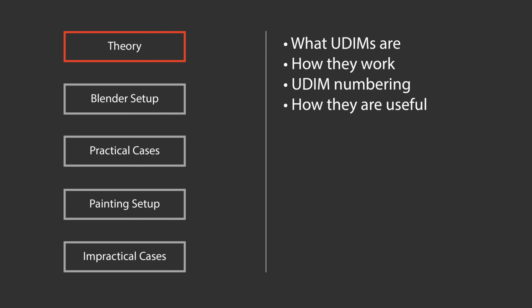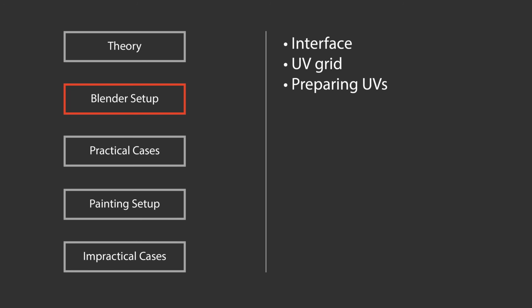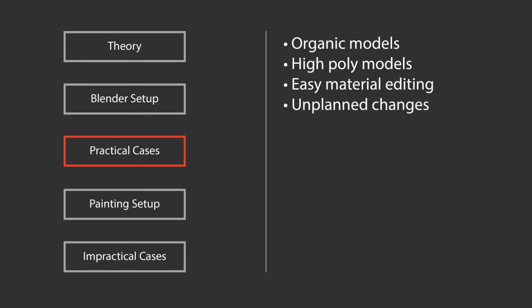First, we will have some simple theory, so you can have a basic understanding of what UDIMs are and how they work. Then we take a look at how to set up UDIMs for UV work in Blender, taking a look at the interface and our current options. After that, we start with our practical examples.